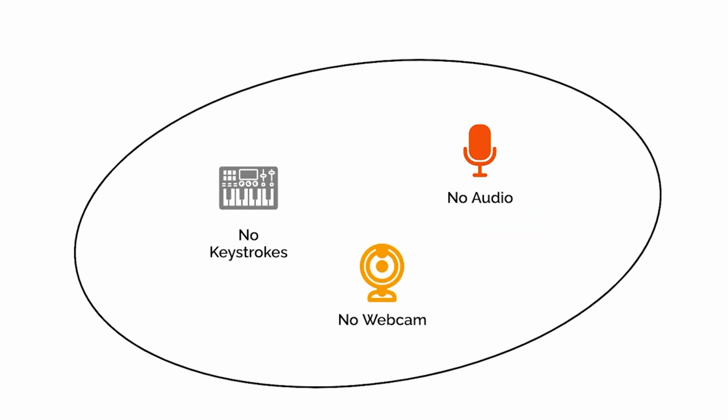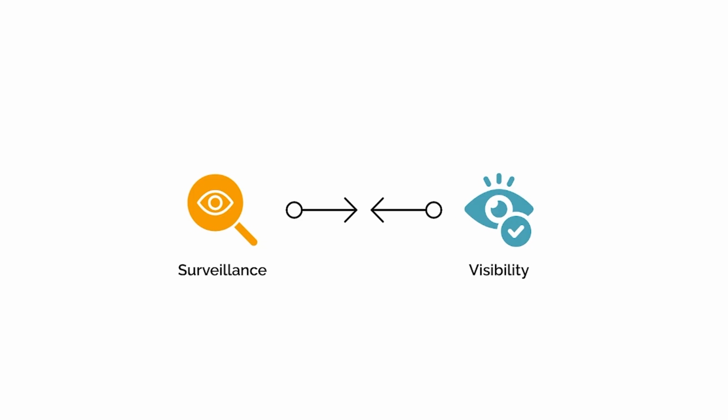And here's what SuperC never does. No keystroke logging, no audio recording, no webcam capture. That's the line between surveillance on the left and genuine visibility on the right. And SuperC sits firmly on the right side.